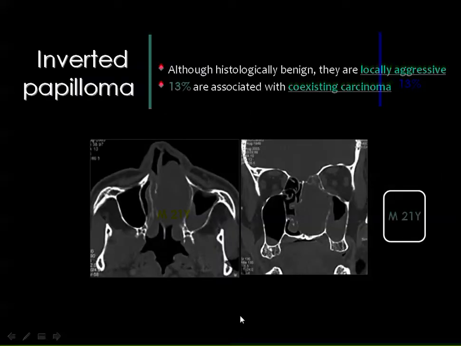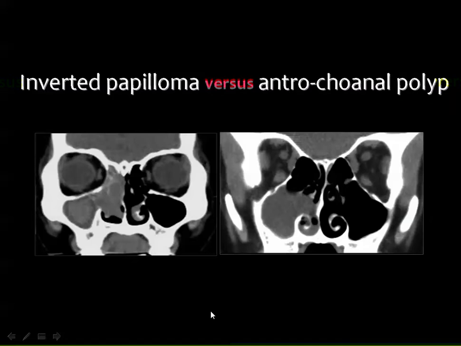And this is a lesion which is arising inside the nasal fossa, and the nasal fossa is expanded. It may extend into the ipsilateral antrum and also into the ipsilateral ethmoidal air cells. This lesion is usually of benign nature, but many times you can detect cells of squamous cell carcinoma inside the tumor itself. Then this is the difference between inverted papilloma and antrochoanal polyp.